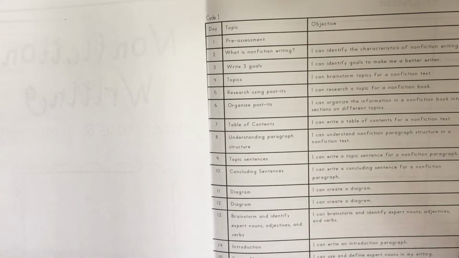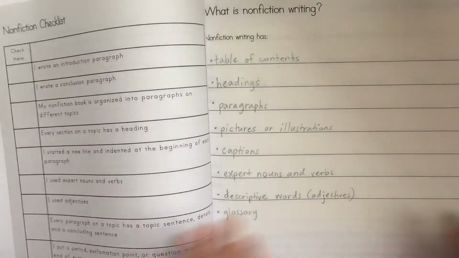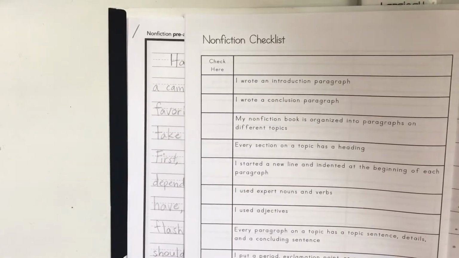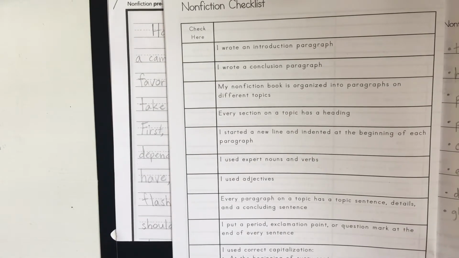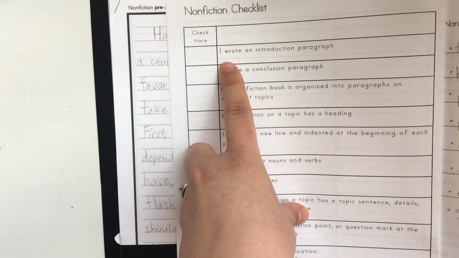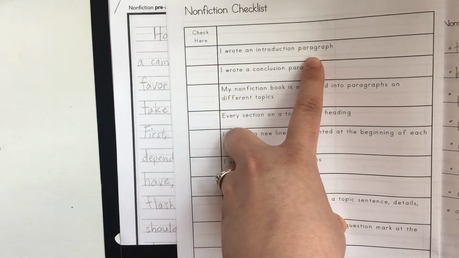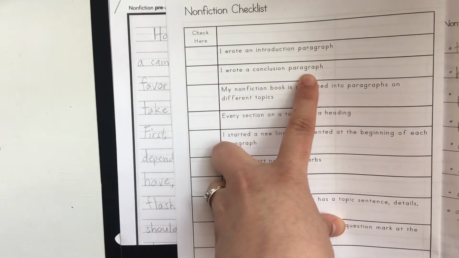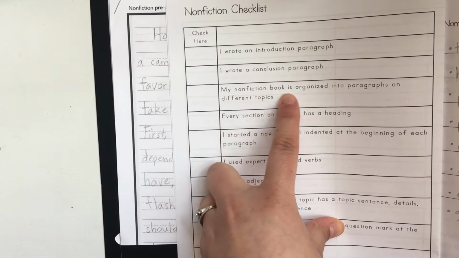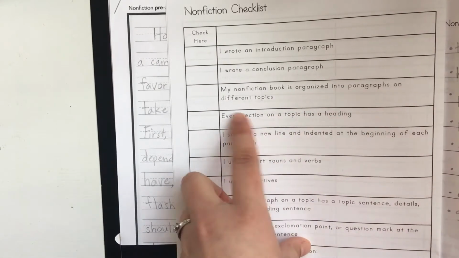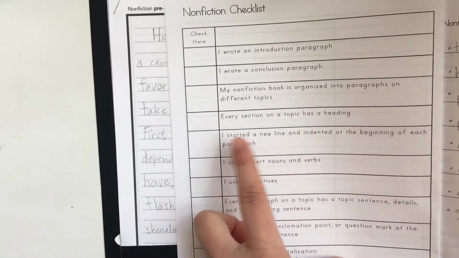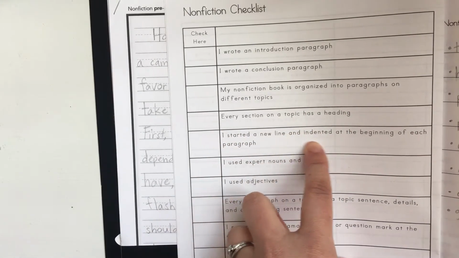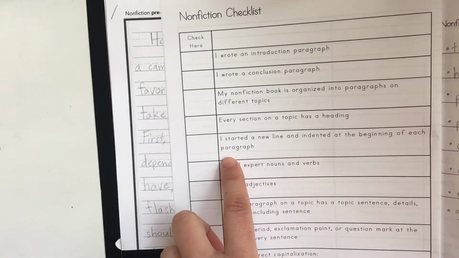Turn to page 4 in your black folder. The teachers have made a checklist that lists what makes a good opinion paragraph. It says, I wrote an introduction paragraph. I wrote a conclusion paragraph. My nonfiction book is organized into paragraphs on different topics. Every section on a topic has a heading. I started a new line and indented at the beginning of each paragraph.